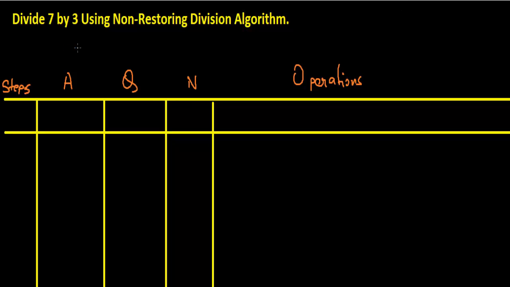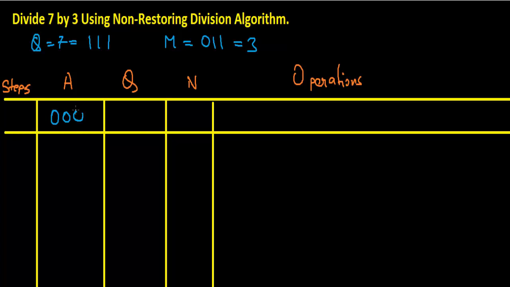So let us see an example. Divide 7 by 3 using the non-restoring division algorithm. First of all, Q is 7, so we need to convert it into binary. The binary is 111, and our M is 011, that is 3. Now initially we set A equal to 0, and N we know already is 3. So Q is 111 and N is 3.